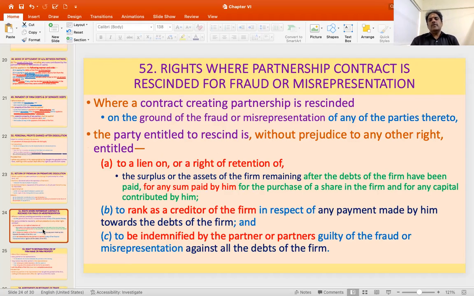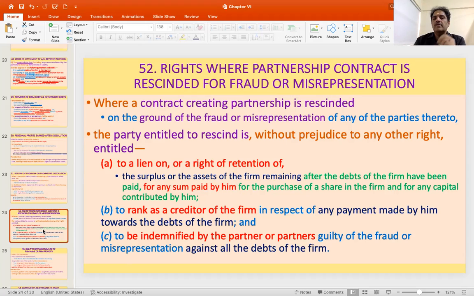Then section 52 talks about where the original partnership contract is there, and subsequently one of the partners realizes that this contract is drawn based on fraud or misrepresentation. So then automatically the agreement is a voidable agreement or a void agreement, in which case the firm will be dissolved, because the essential aspect of a contract of partnership is agreement, and if that itself is vitiated by fraud or misrepresentation, then it has to go.